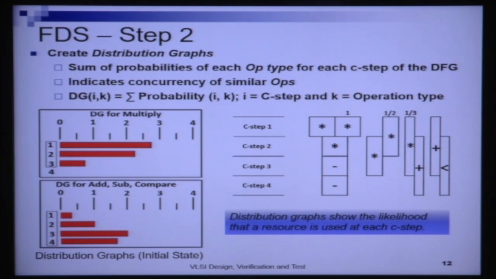So, similarly, we have these values for the addition, subtraction and multiplication operations. So, what do the distribution graphs show? The distribution graphs show the likelihood that a resource is used at a given C step.